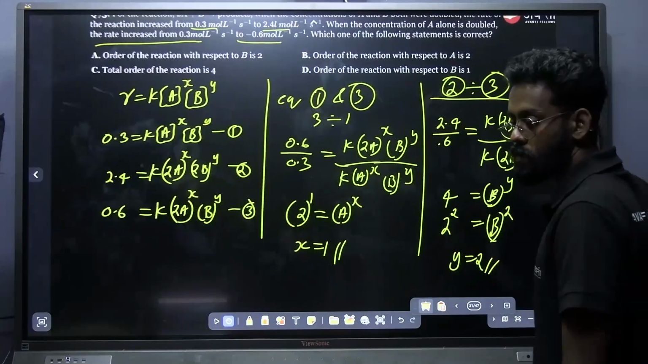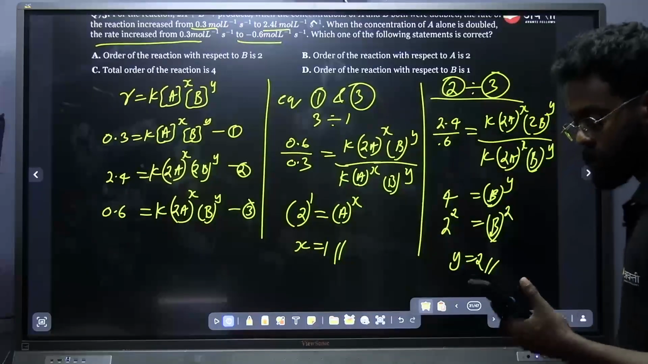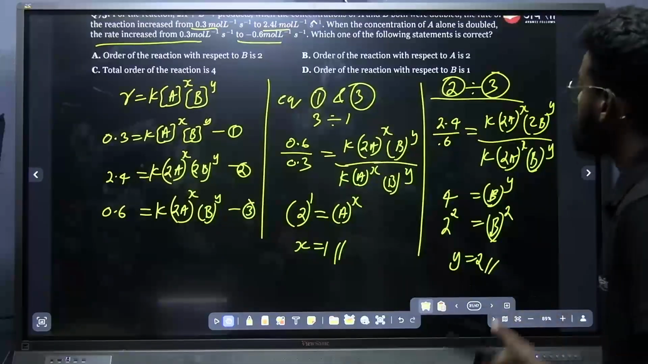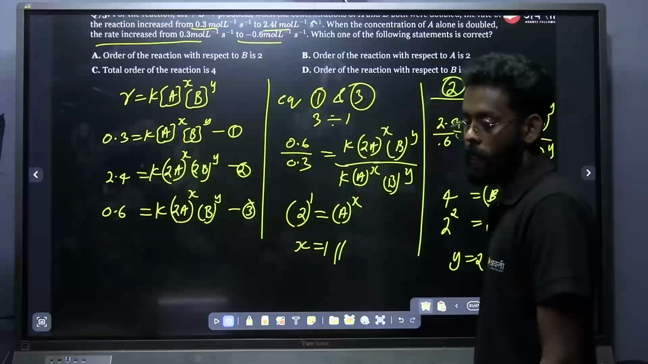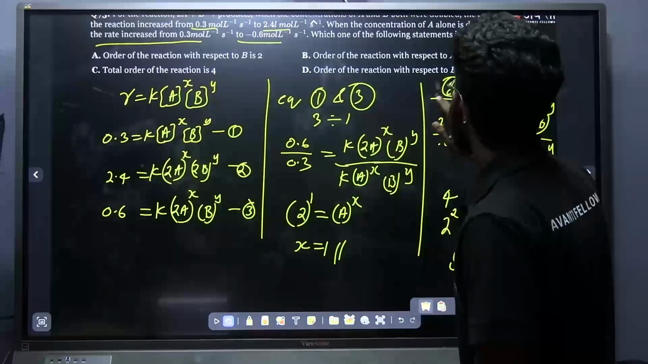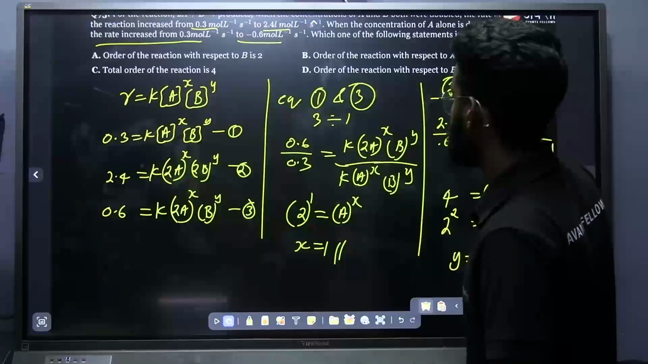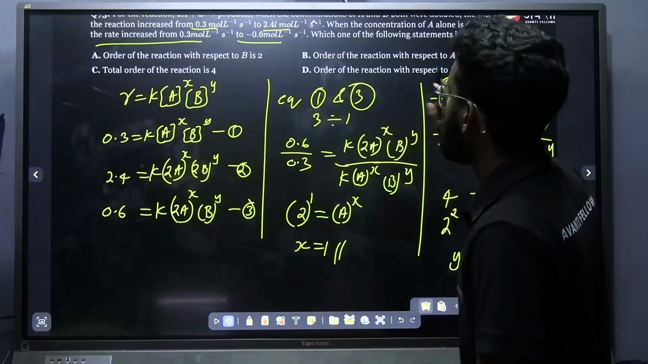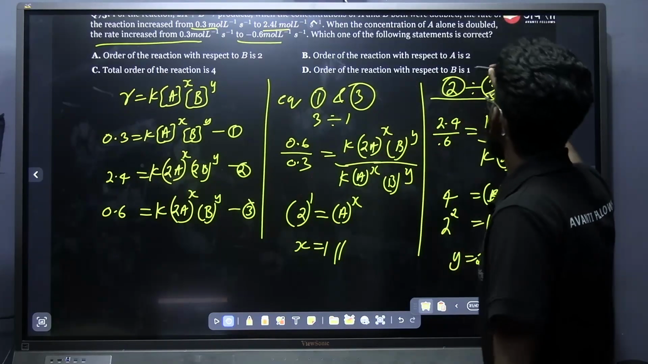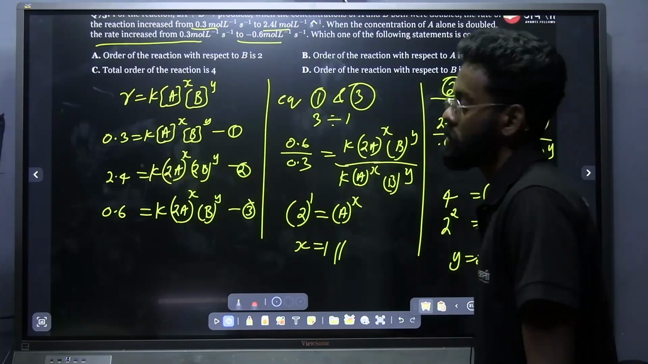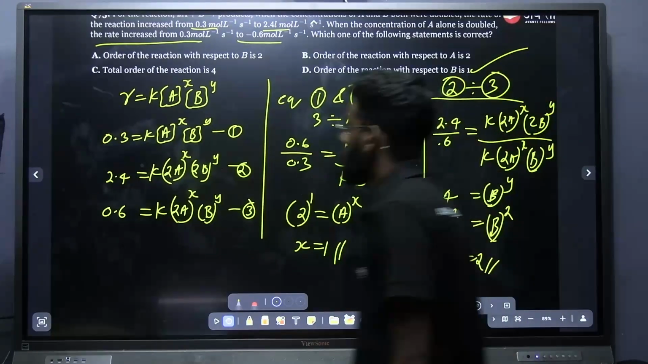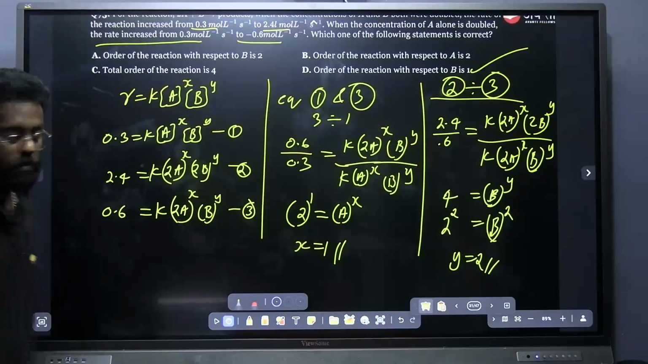So what is the correct answer for this question? What is the correct answer, students? Yes, order of the reaction with respect to A is 1, order of the reaction with respect to B is 2. That is the correct one. Okay, now shall we move to the next question?